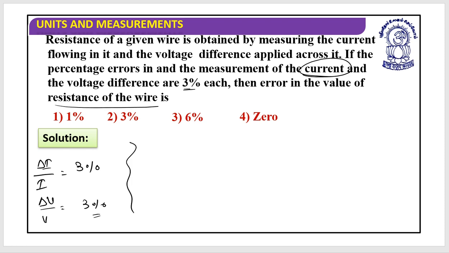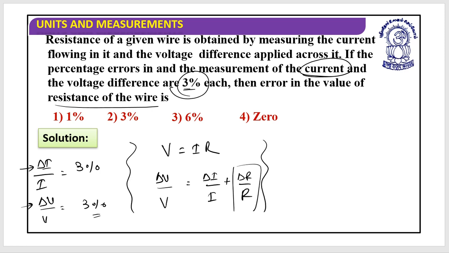Now do you remember any relation which relates voltage, current and resistance? Yes, in previous years you have gone through this. V is equal to IR. So if I write the error, because the errors are 3% only, it can be calculated as delta V by V equals delta I by I plus delta R by R. So I need to find this. So delta R by R should be delta V by V plus delta I by I.